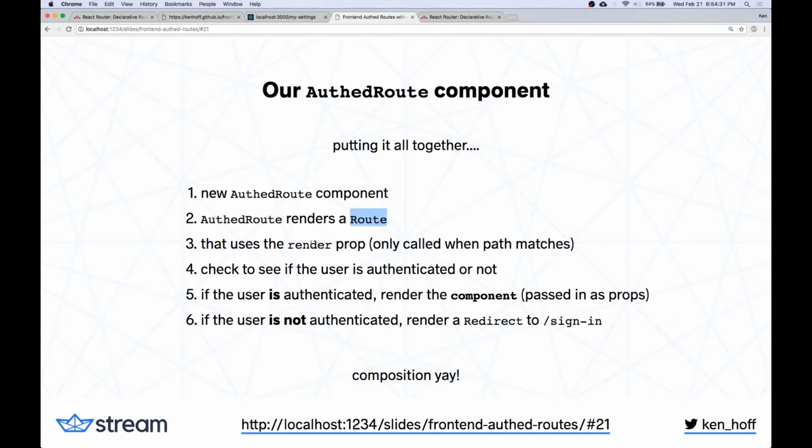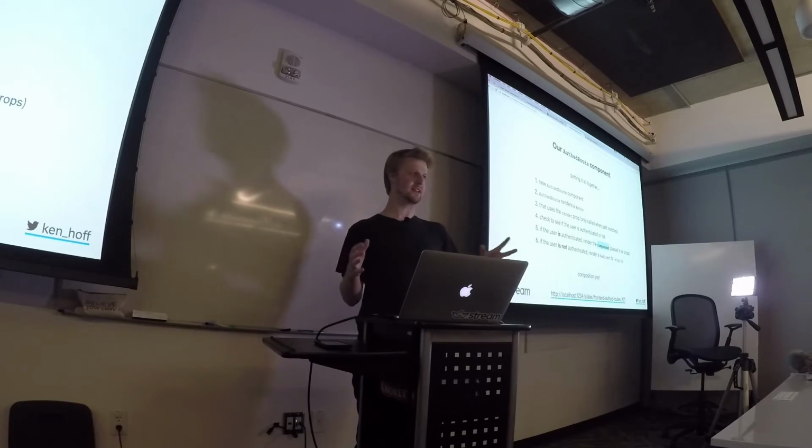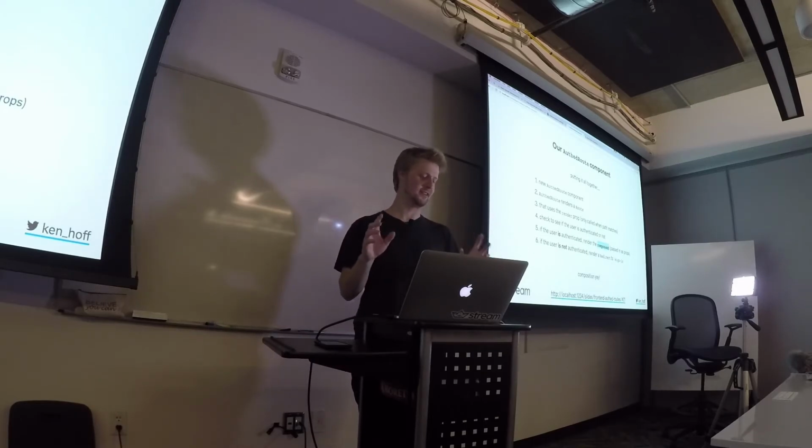The route will do essentially the same thing that we were doing before, where it uses the route or the render prop, which is only called when the path actually matches. It's going to check and see if the user is authenticated or not. Then if the user is authenticated, it's going to render a component, but which component is it? And if it's not authenticated, redirect sign in. And this is where it gets a little bit more tricky, and we're going to use some ES6 dark magic to make this work.